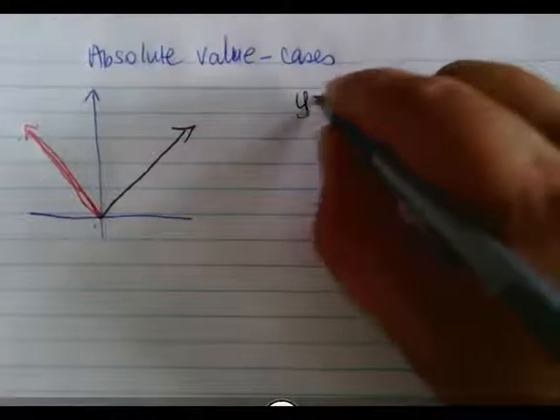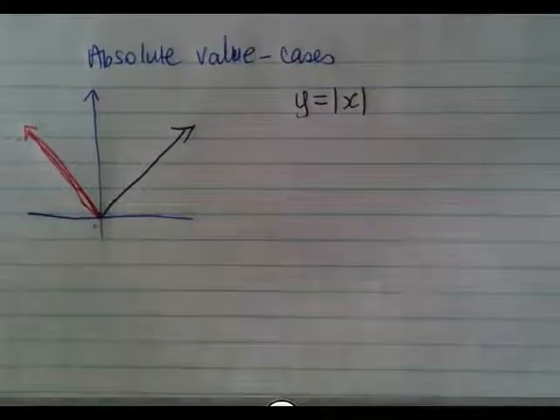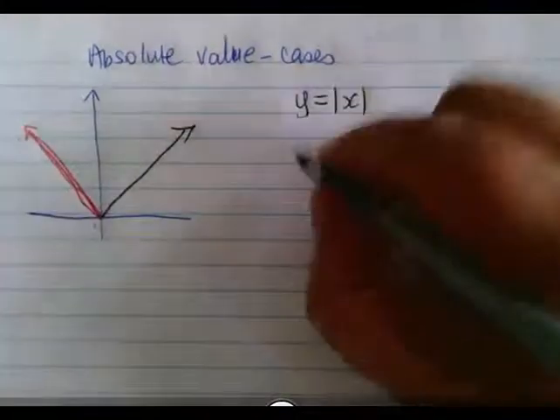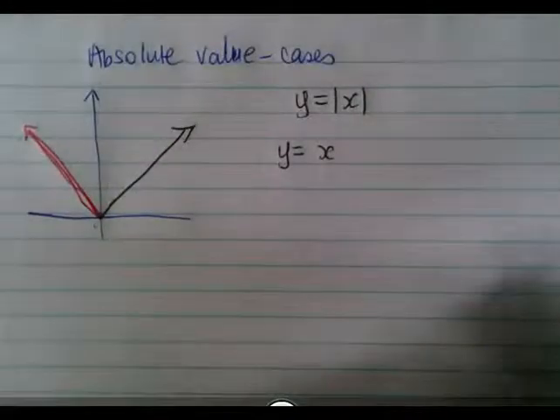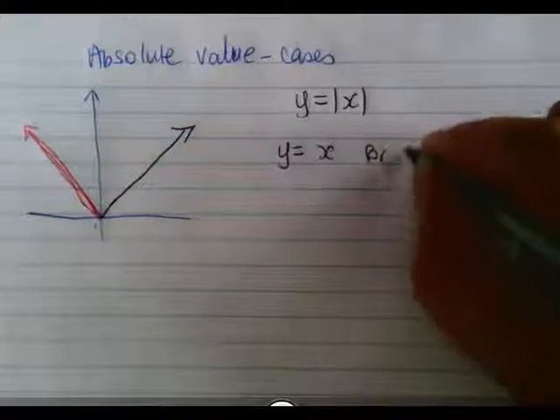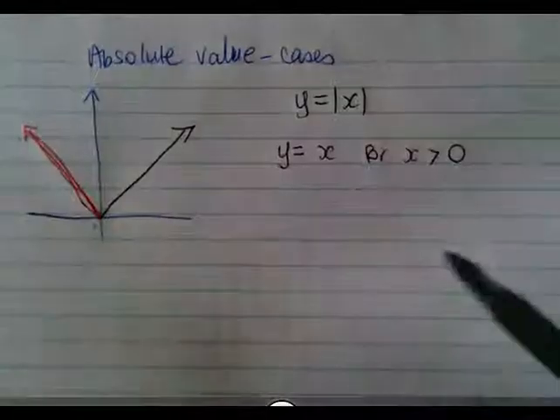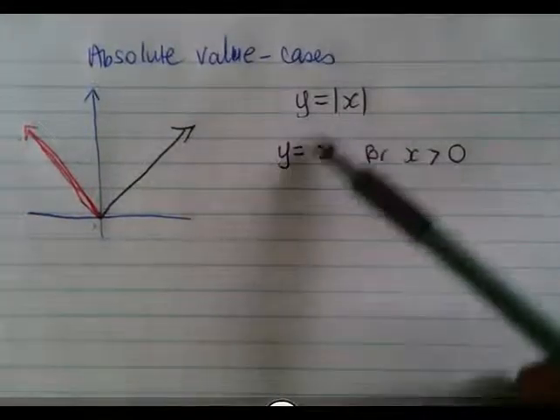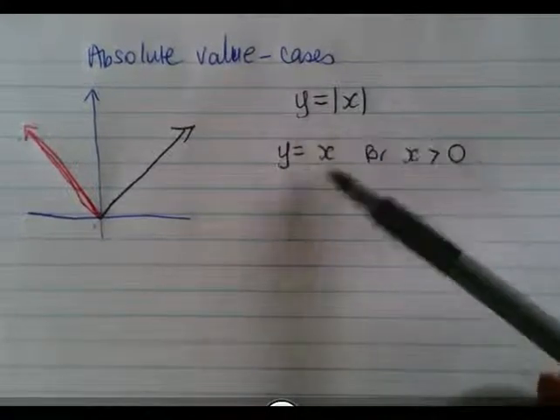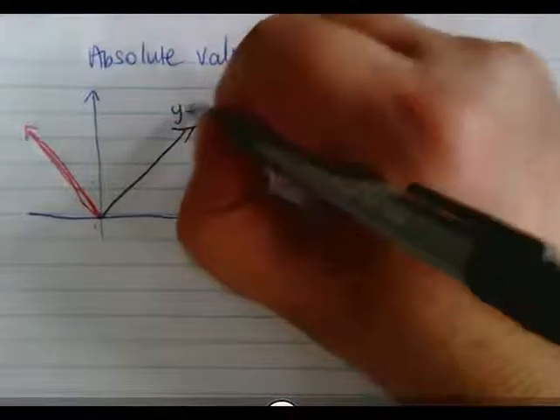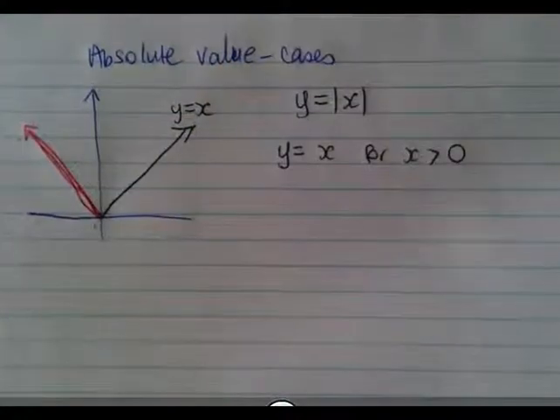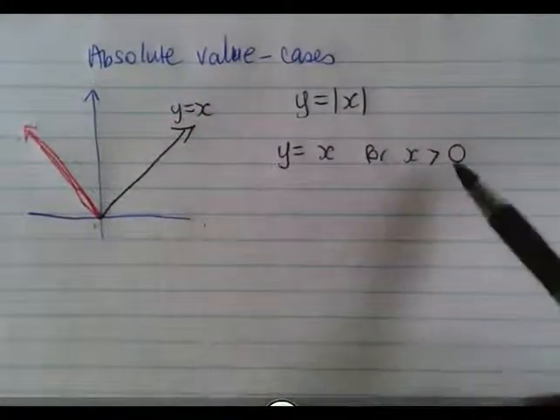So this is y equals absolute value of x. So when I write it in cases, I say to myself, well, y can be x, y equals x for x greater than 0. So if x is positive, the absolute value of x is just x, so that's my first equation. So this here is the line y equals x, but only for positive values of x.